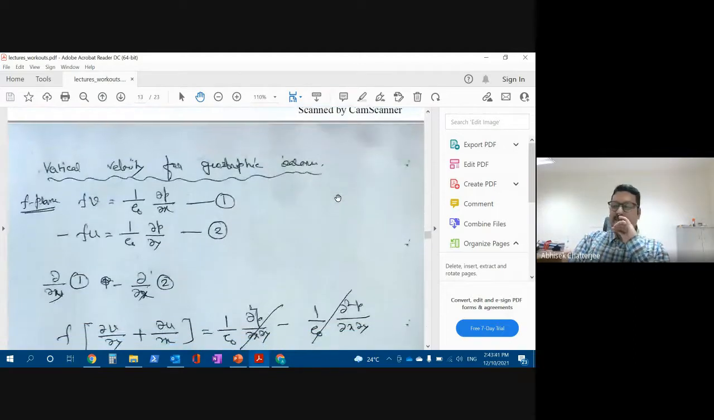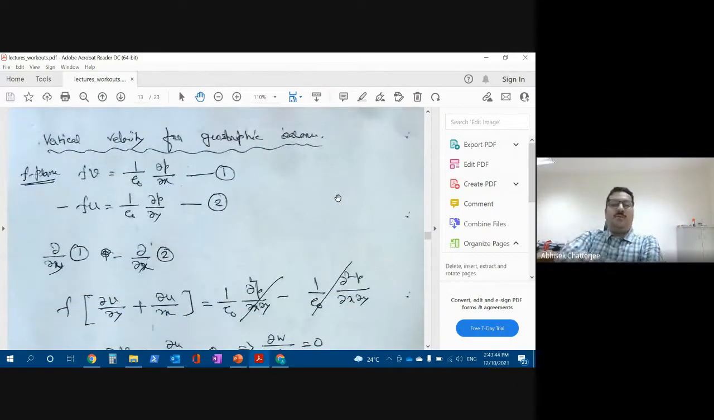Next, what we'll look at is the vertical velocity. From the geostrophic equations, what we understood is that there is a relation between V and P, and similarly U and P. That means if there is a change in pressure in the horizontal, that will lead to currents in terms of U and V. But we didn't get any expression for W, the vertical velocity.